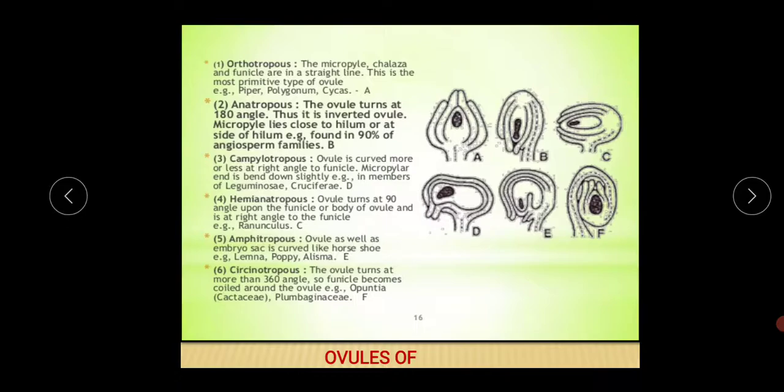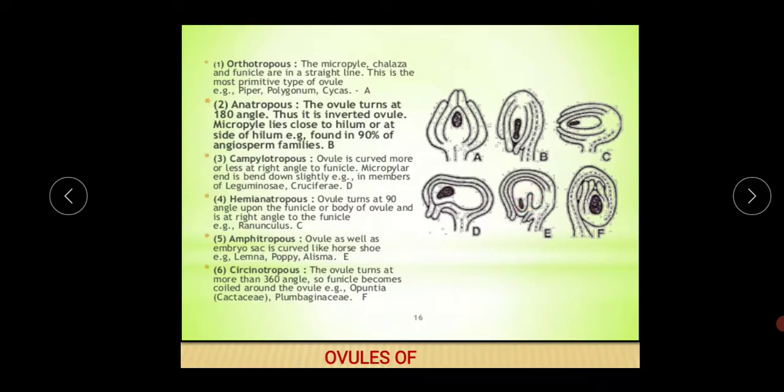Next one is the hemianatropous ovule. So this ovule is actually a 90-degree turn upon the funicle, or the body of the ovule is at a right angle to the funicle. Next one is the amphitropous ovule. Diagram E depicts this amphitropous ovule. In this ovule, as well as the embryo sac, it is curved like a horseshoe structure.